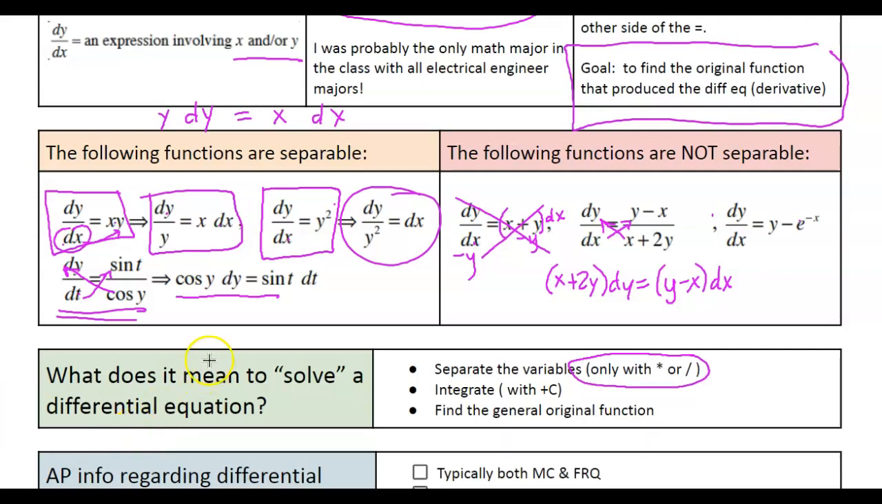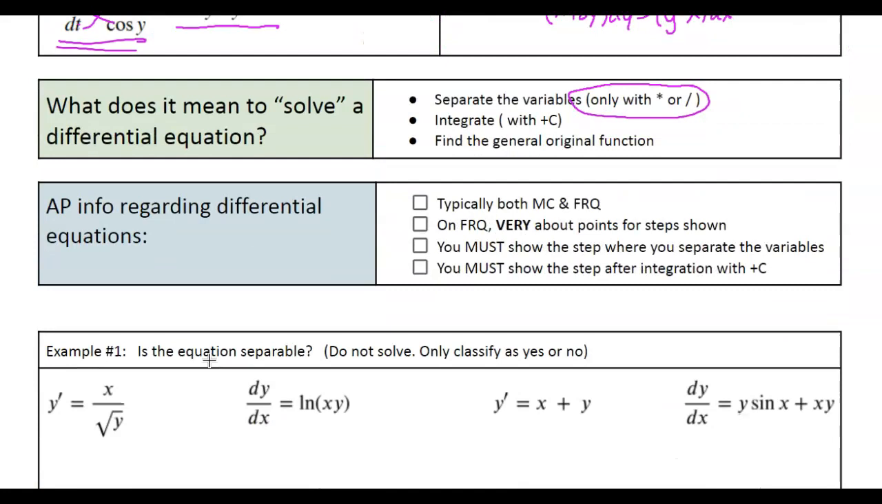So what does it mean to solve? Because those are going to be your directions. It'll just say solve the differential equation. Well, to solve means to separate your variables, you integrate both sides, and because we don't have an initial condition, typically you're still going to have that plus c, and then you find the original function. Okay?